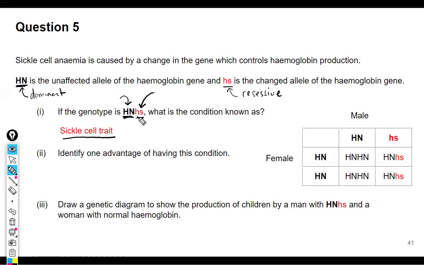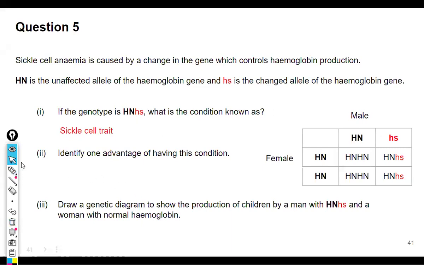And believe it or not, if this person were to have a child with someone else who also had an HS, and both HSs were to be introduced into the offspring, then that child would have sickle cell disease. So a sickle cell trait is when you are just carrying around the gene, but not expressing the symptoms of that particular gene, not symptoms, the trait of that gene.